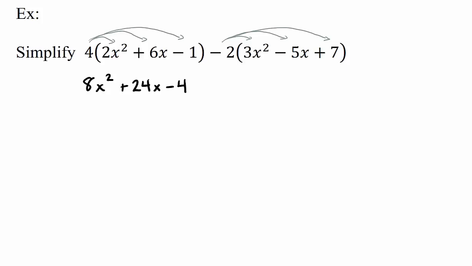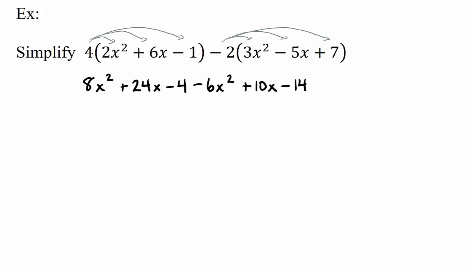Distributing the negative 2 over the second bracket, I'll get negative 2 times 3, which will be minus 6x to the power of 2. Minus 2 multiplied by minus 5 is a positive 10x. And then minus 2 times that positive 7 is a minus 14.